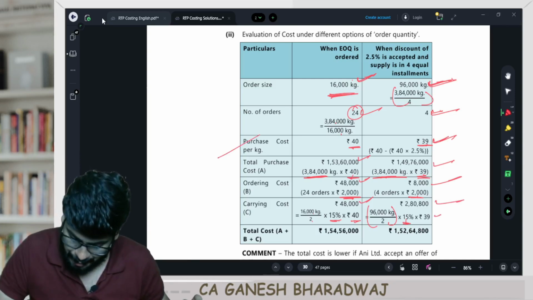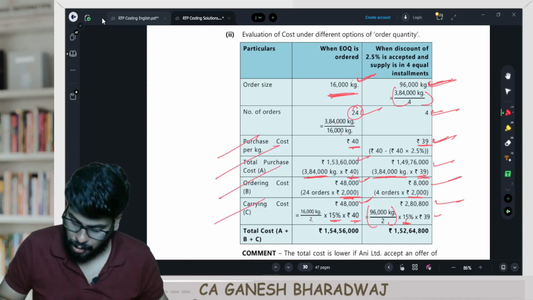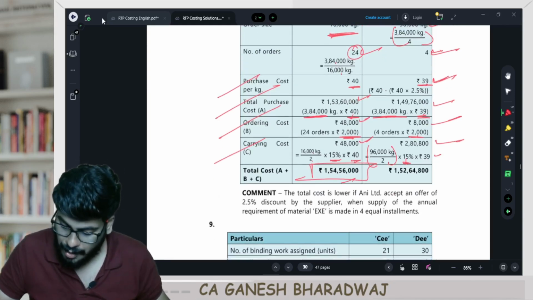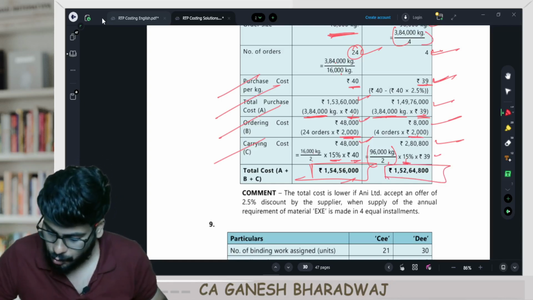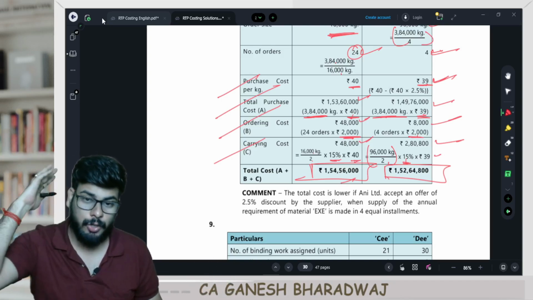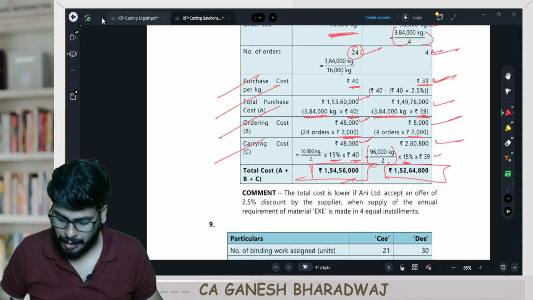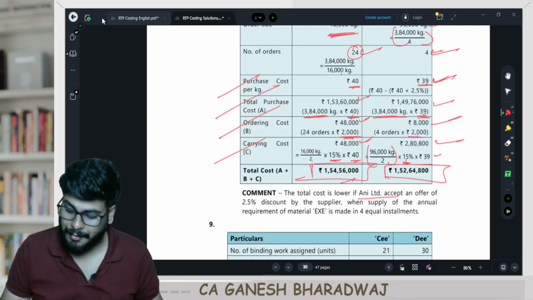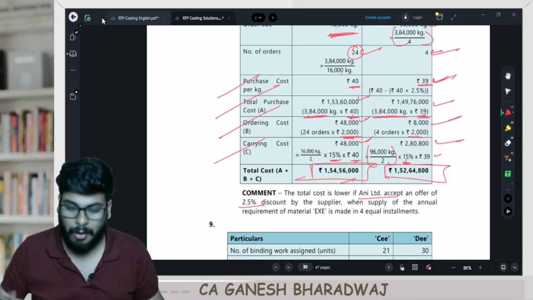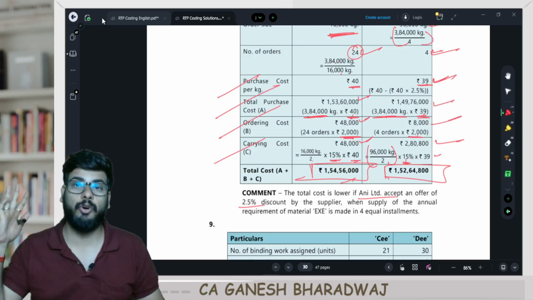So now you add up the purchase cost plus ordering cost plus carrying cost. Under the current EOQ level, it comes out to 1,54,56,000, whereas under the new proposed level, it's going to be 1,52,64,800. So obviously under the new level, if you go for the price discount, your cost will be significantly lower. So the total cost is lower if Unlimited accepts the offer of 2.5% discount by the supplier when the annual requirement of material X is supplied in 4 equal installments. So in this case, you can go for this particular discount.